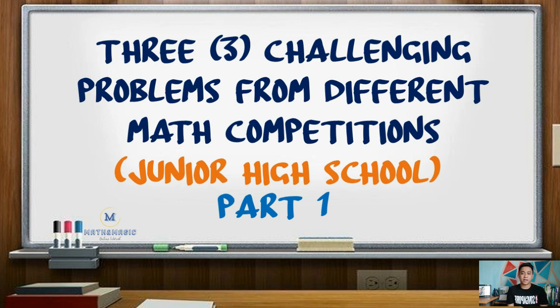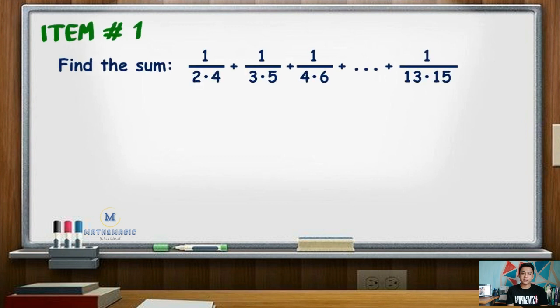For item number 1, find the sum of the rational series 1 over 2 times 4 plus 1 over 3 times 5 plus 1 over 4 times 6 plus and so on and so forth plus 1 over 13 times 15. Now, when solving this kind of rational series, we need to form a structure in order for us to make a formula. Let's set one of the numbers in the denominator be equal to k.